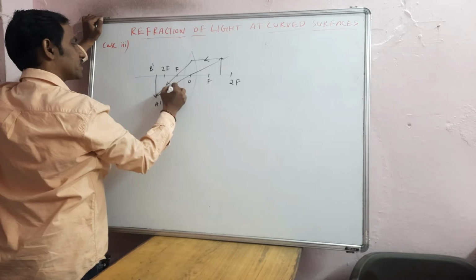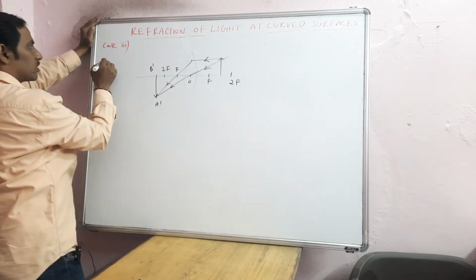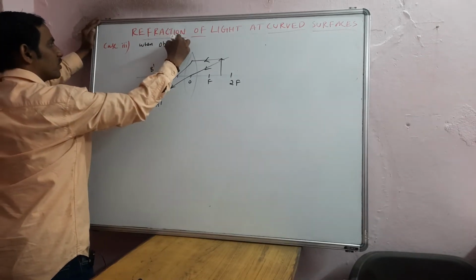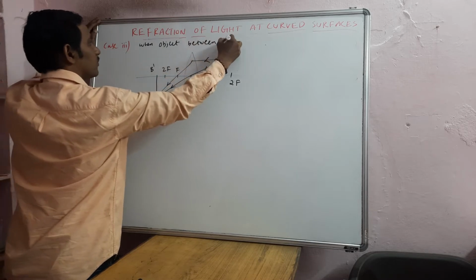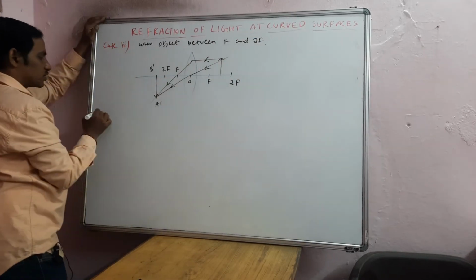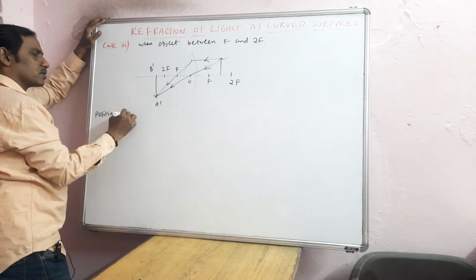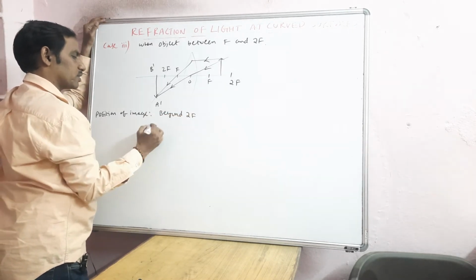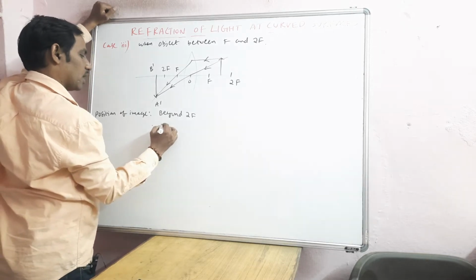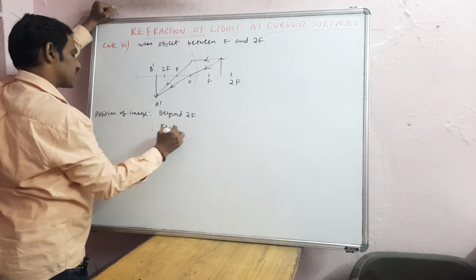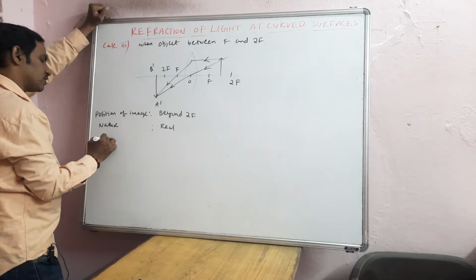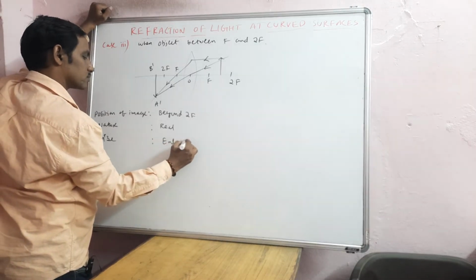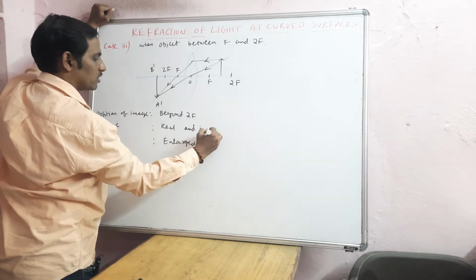So generally you write like this. When the object is between F and 2F, where is the position of the image? Position of image will be beyond 2F. You can say it is enlarged, and real and inverted. Nature means you write real inverted. Size means you write size of the image, enlarged. So this is about that.